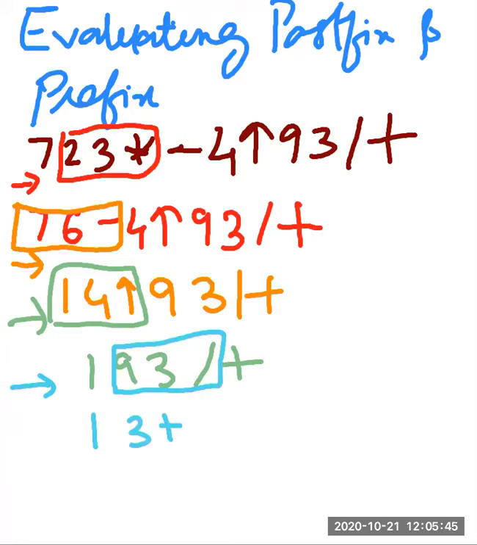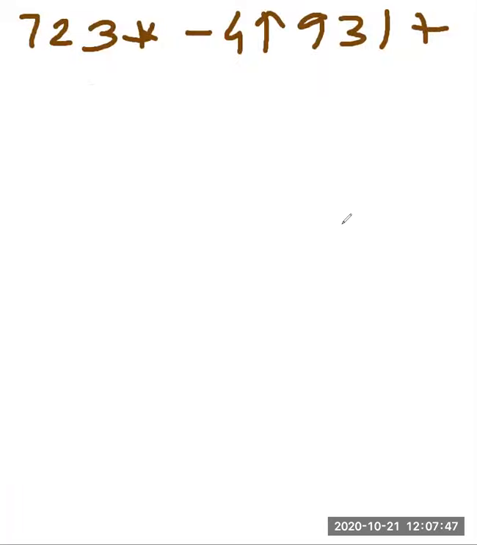Scan the expression from left to right. So this becomes 1, 3 plus. So you get plus, we block this and you get the answer as 4. So scan it from left to right and find the first block. Okay. 2, 3. Now this is a postfix expression.